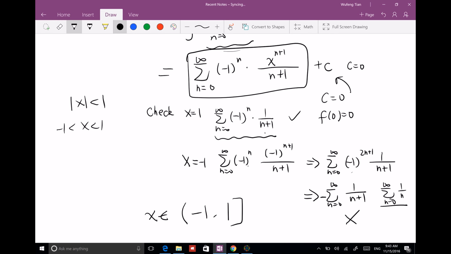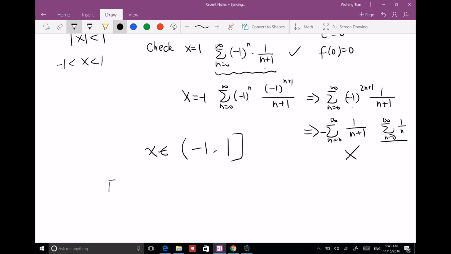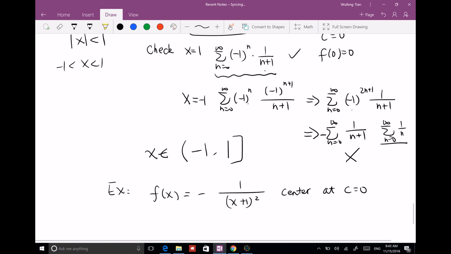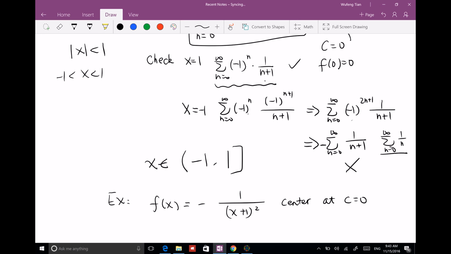All right. So one more example. f(x) equals negative 1 over (x plus 1) squared, center at c equals 0. So can anyone tell me what you think about this one?